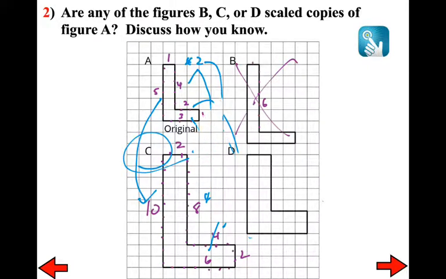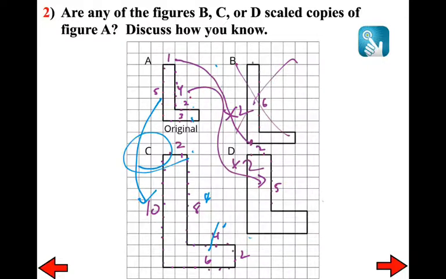Now I've made a big mess here. I'm going to erase a little bit. All right, let's check figure D. We've got 1, 2, 1, 2, 3, 4, 5. And we can stop right there because this times 2 is that. But this side, 1, 2, 3, 4, times 2 is not 5.